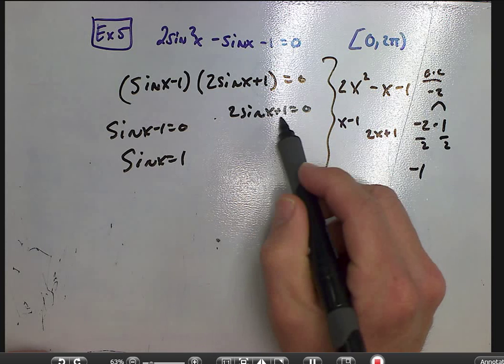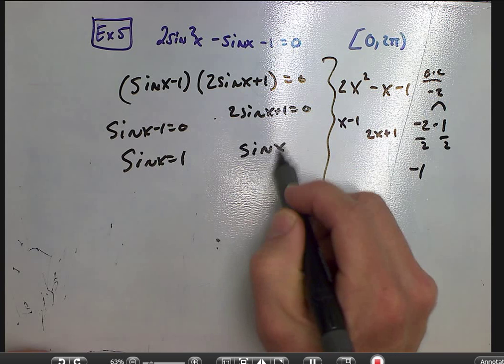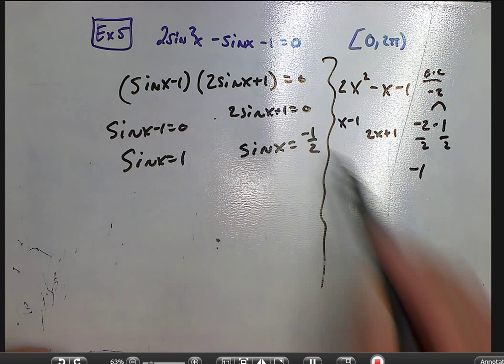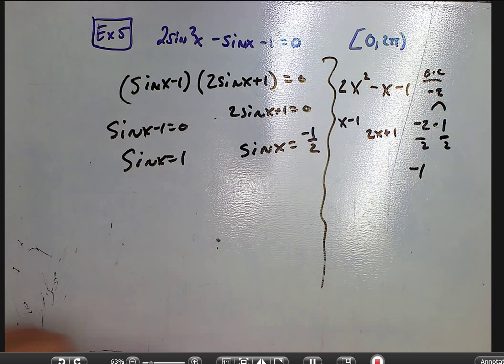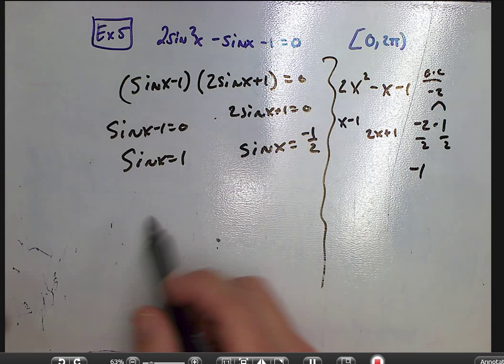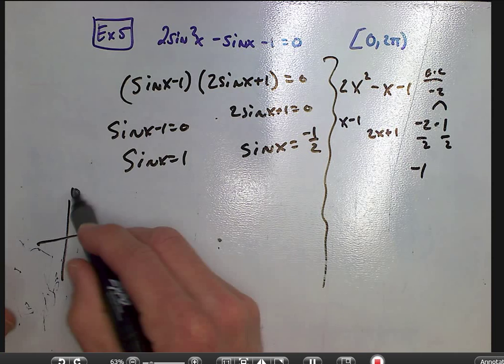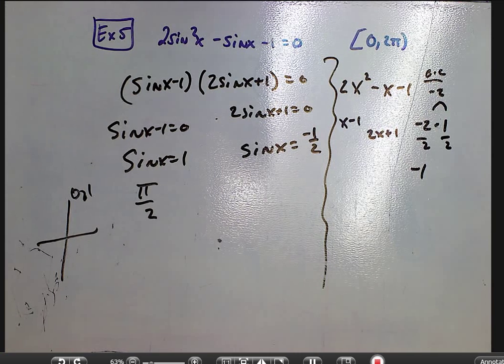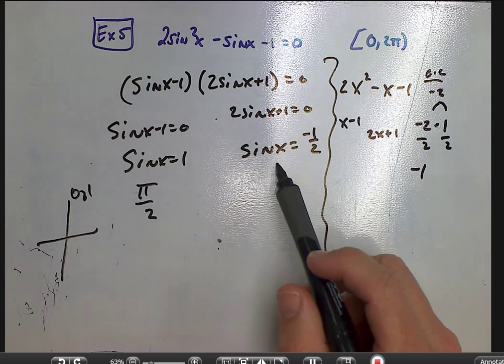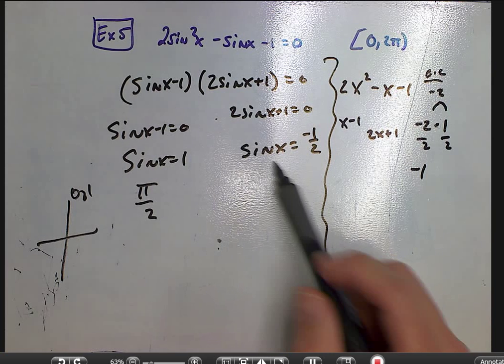I'm going to subtract 1 and divide by 2 all in one step here because by now you're advanced enough to do that. Sine of x is equal to 1. Well, we already said that was going to be at sine is y. So 0 comma 1, that's going to be pi over 2. And then the sine of x equal to negative 1/2.